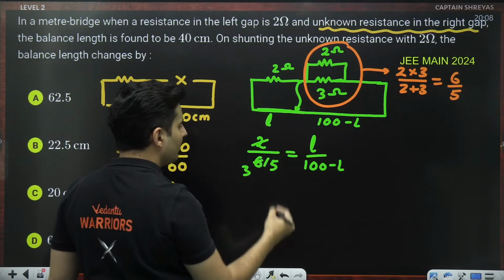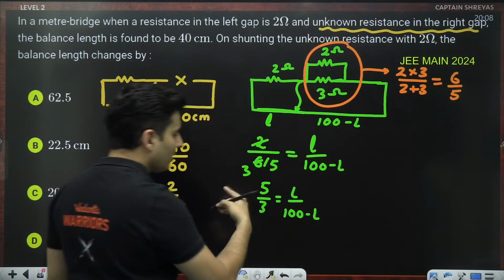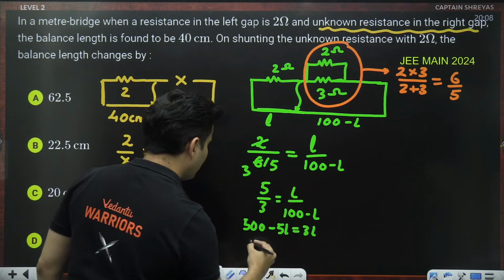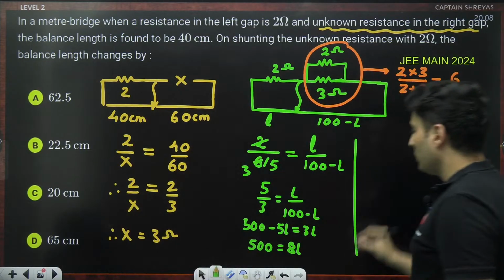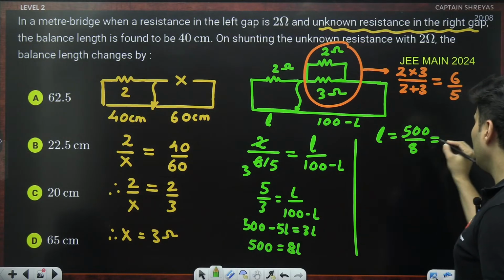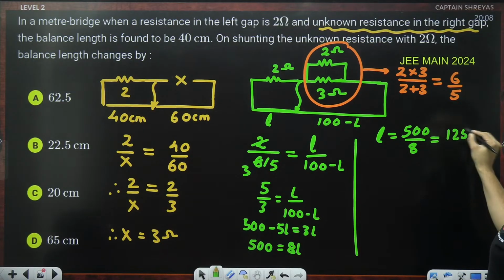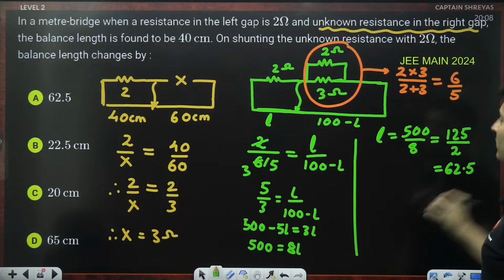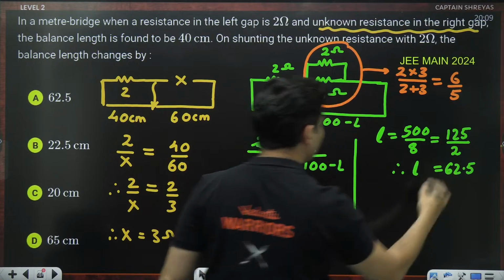2 goes into 6 three times, 5 goes on the top, so 5 by 3 is equal to L by 100 minus L. Cross multiply, so you will get 500 minus 5L is equal to 3L. So 500 is equal to 8 times L. Therefore, L is 500 divided by 8, divided by 4 or by 2, which gives 125 by 2, which is 62.5. So the new balancing length has become 62.5.